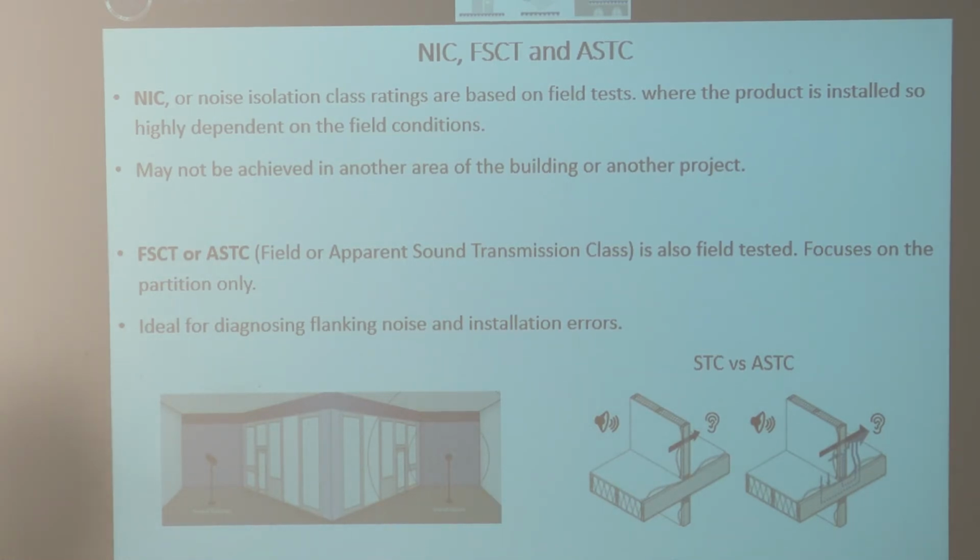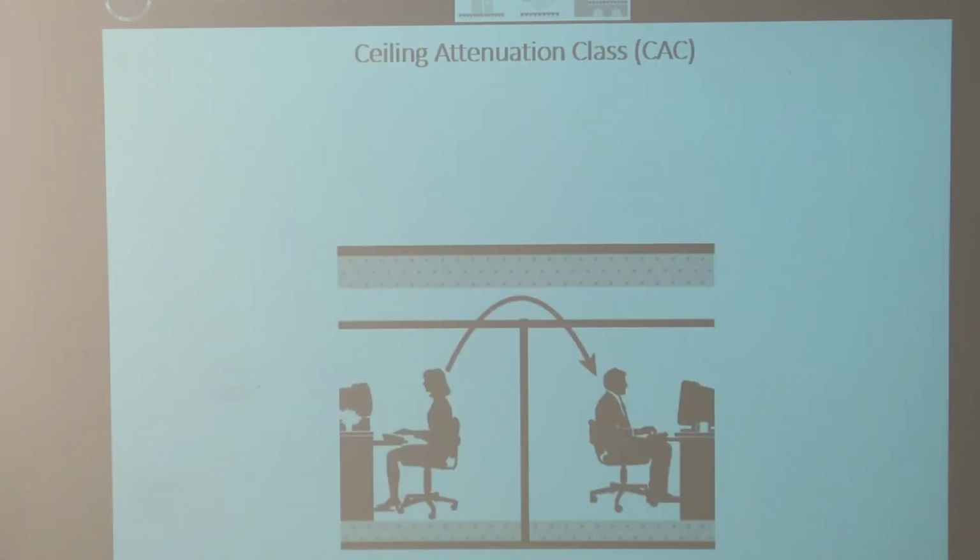That's it. So either flanking noise or installation errors. Okay? These are some other metrics that are used. Another metric is CAC, or ceiling attenuation class.